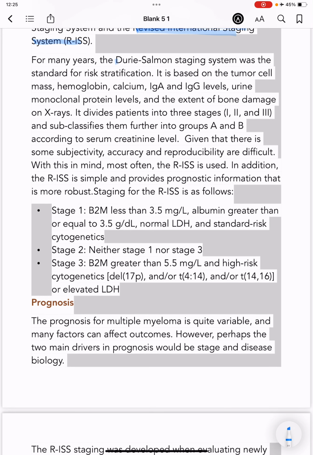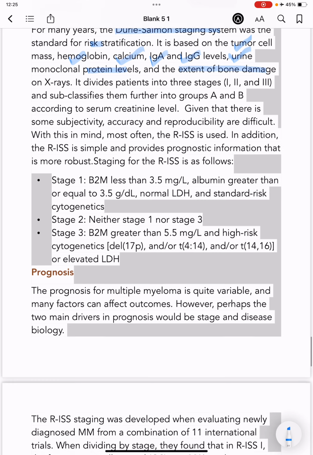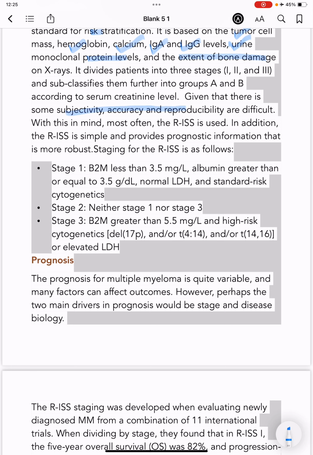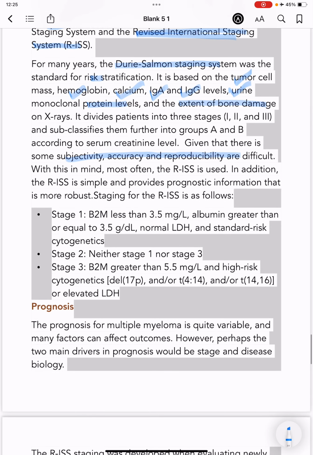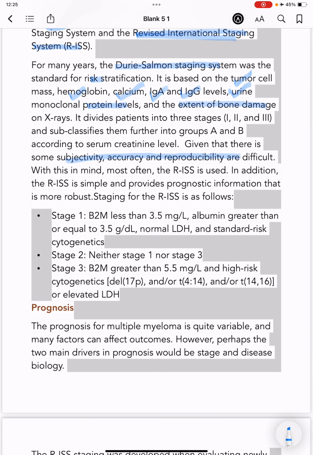For many years, the Durie-Salmon staging system was the standard for risk stratification. It was based on tumor cell mass, hemoglobin, calcium, IgA and IgG levels, urine monoclonal protein levels, and extent of bone marrow X-rays. But there is some subjectivity, and accuracy and reproducibility are different. So with this in mind, we have the revised international staging system, R-ISS.